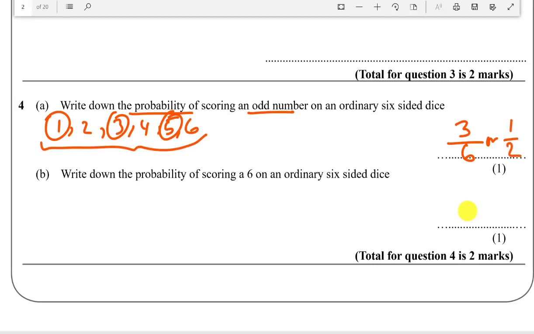Write down the probability of scoring 6 on an ordinary 6-sided dice. We only have one 6 on a 6-sided ordinary dice. So 1 out of 6 numbers, 1, 2, 3, 4, 5, 6. And that's the answer for this one.